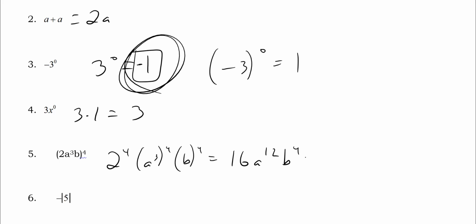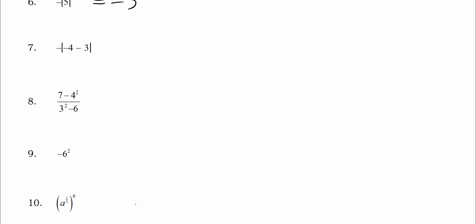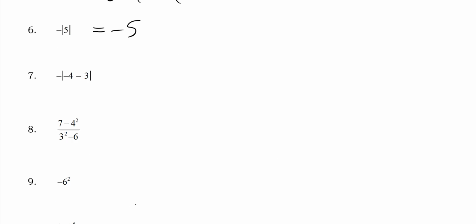The next one, the absolute value of 5 is 5, and then it becomes -5 because there's a negative on the outside of the absolute value. I'm going to do everything on the inside of the absolute value first. So -4 minus 3 is -7. Then I'm going to do the absolute value. The absolute value of -7 is 7. And then I'm going to take the negative of that, so my answer is -7.